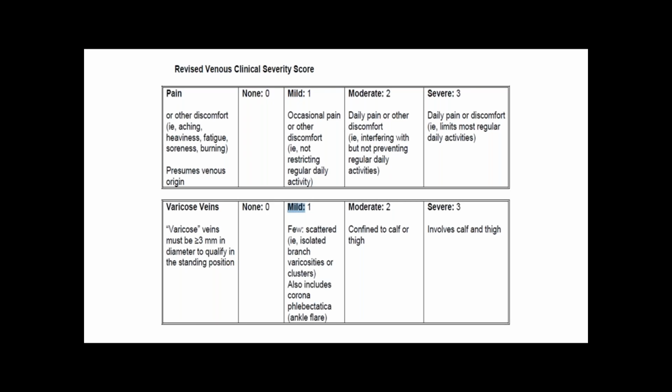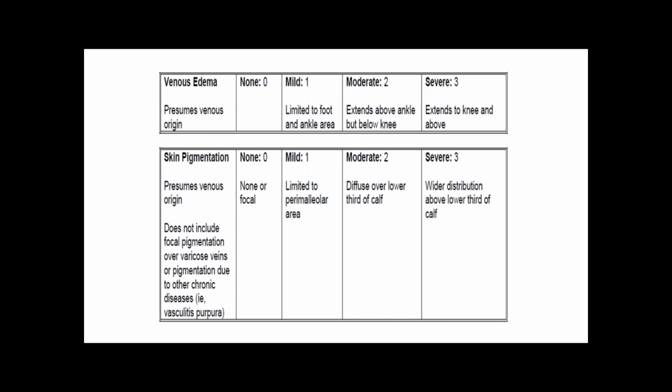So mild is isolated varicosities, which also include corona phlebectatica, that is the ankle flare. So what is ankle flare? These are spider veins in the shape of a fan that appear around the ankle joint due to chronic venous insufficiency. Moderate is confined to the calf or thigh, whereas severe involves both the calf and thigh. Likewise, same for venous edema. Mild is limited to the foot and ankle area, moderate extends above the ankle but just below the knee, whereas severe extends to the knee and above.